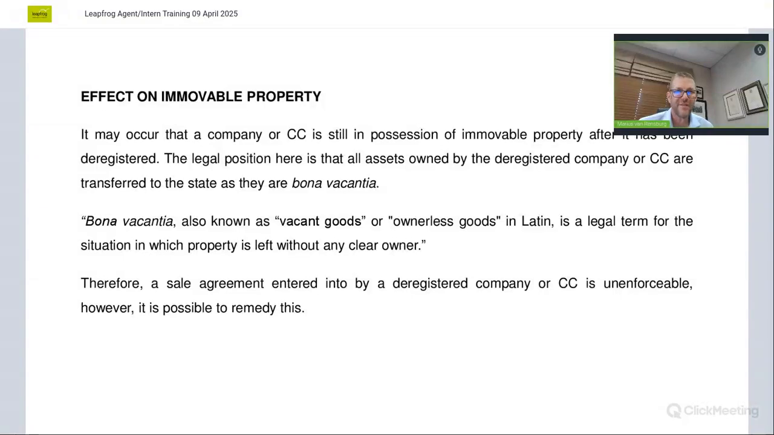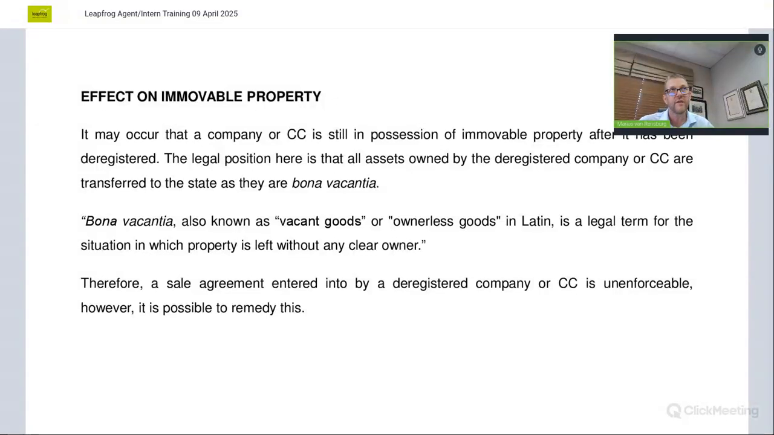So the legal position is, if a company is deregistered, what it really means is that the company has no legal persona, and all assets, including immovable property of the company or closed corporation, are then transferred to the state as bona vacantia. And of course, in practice, they don't actually get transferred. It's just known as forfeited to the state. Bona vacantia is Latin for vacant goods or ownerless goods, and it's a legal proposition that prevails where there's no clear owner of the property.